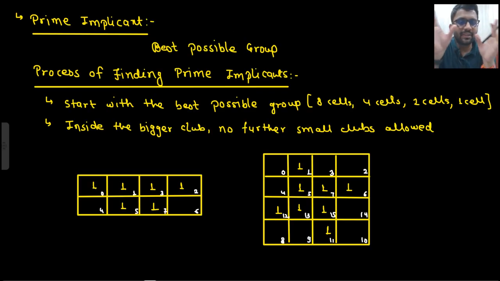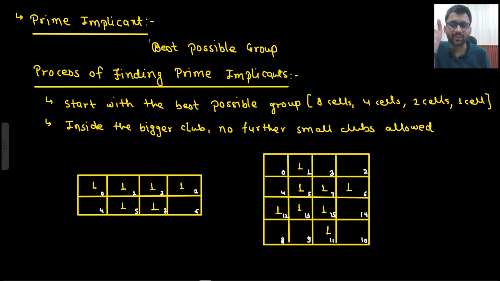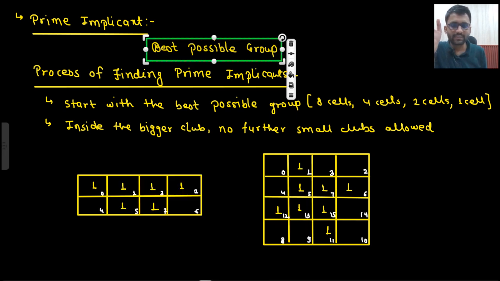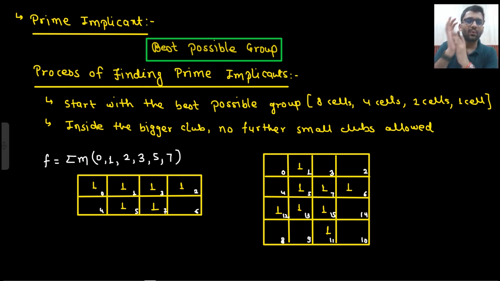So the prime implicant's basic definition is that it is the best possible group. In one line, I will just say it is the best possible group. Now you may not be able to understand this. We will read these points later on, but let's start. Let's say this function is given: minterms m 0, 1, 2, 3, 5, 7. You need to find all possible prime implicants.